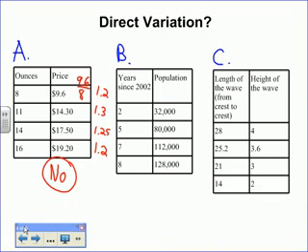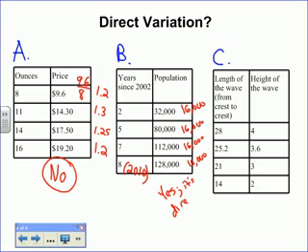A different example. We've got, it says years since 2002. Say this is a city, an area that has really sprouted up. It's really grown. And these are the different populations we've had since. In other words, this would represent the year 2010, this year. What do you think? When you divide those, 16,000. Yeah, they're all the same. So we would say yes, it's direct variation.